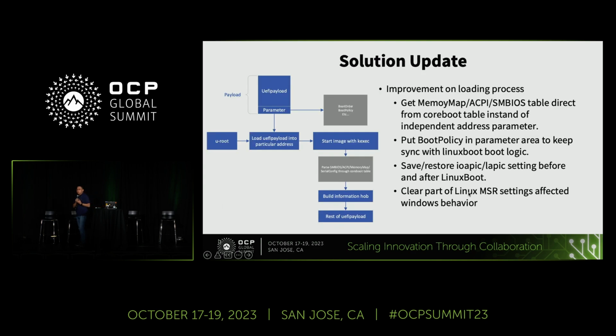So what I have done on this solution, and let me share a little bit more. We have improved a few things based on this solution. The first one is that before, they just created some memory map, SPI, or some BIOS kind of interface in Linuxboot. Right now, we get these tables directly from coreboot, from the real system. The second part is we put the boot policy parameters into Linuxboot, so that the whole system's boot policy should be aligned.